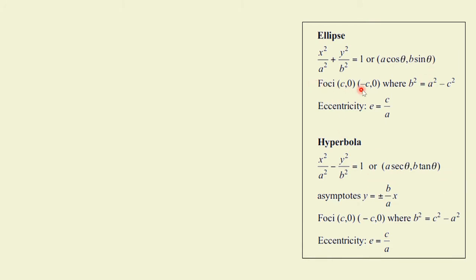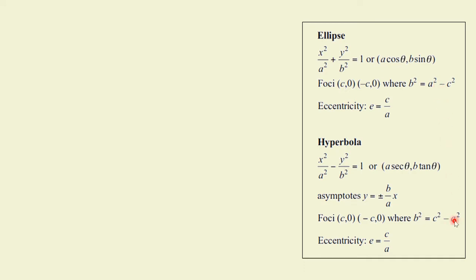Foci, we always say they're plus or minus c and 0 in both cases, and the eccentricity for both cases is this c value divided by a. That's fine, you get given that. The other thing just to note here, we've got this connection between a, b, and c. This formula holds for an ellipse, and for a, b, and c for a hyperbola, we've got a very similar looking formula. The only thing that's changed is rather than being a squared minus c squared, we've got c squared minus a squared.